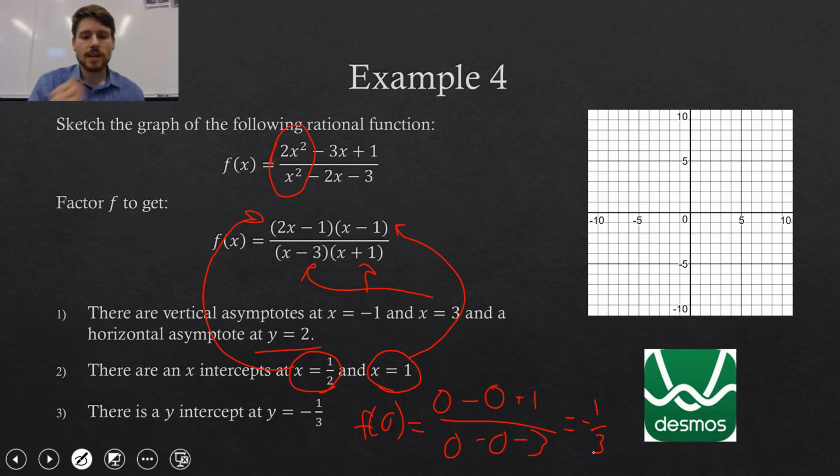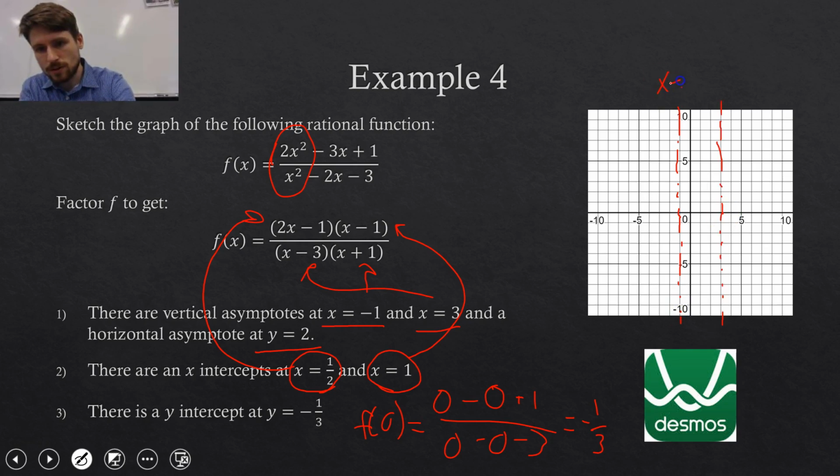So we're going to go ahead and start sketching each of these things on our graph. We're going to plot it all out. So the vertical asymptotes are going to be at x equals negative 1 and x equals 3. So let's sketch those in first. There's negative 1 and x equals 3. So 1, 2, 3.